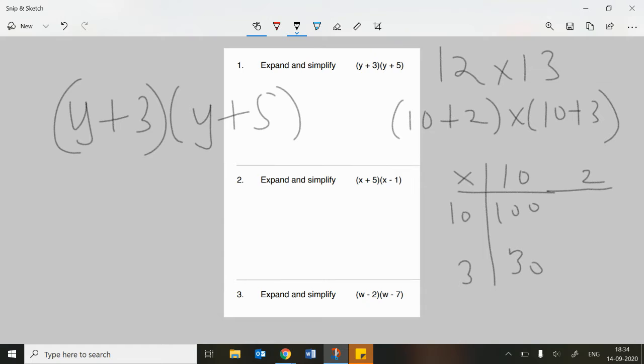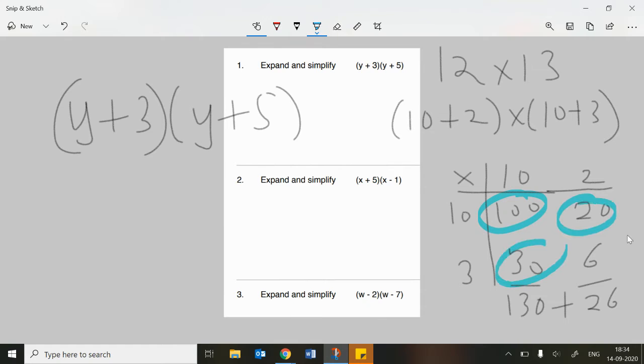You might have done that before, and so 10 times by 2 gives us 20 there, and then 2 times by 3 gives us 6, and then we can add those together. That's 130 and that's 26, and we can add those together and you get 156. That would be the answer to this thing here. Well, in a similar way, you can end up with 4 answers for this as well.